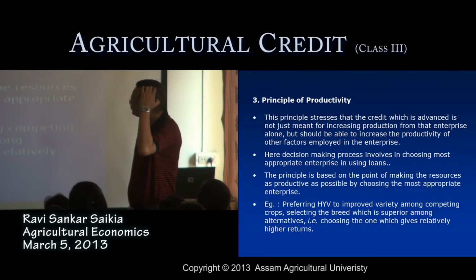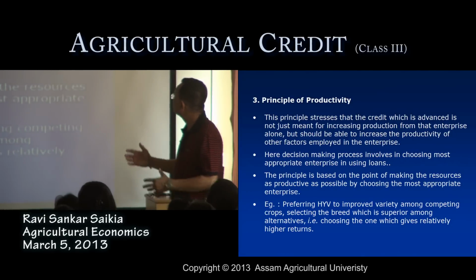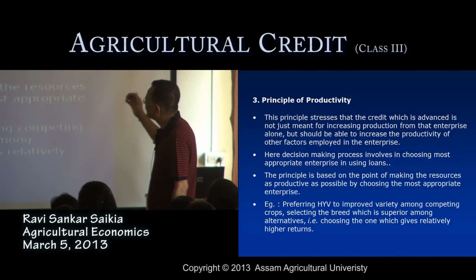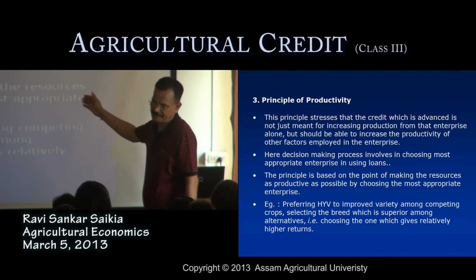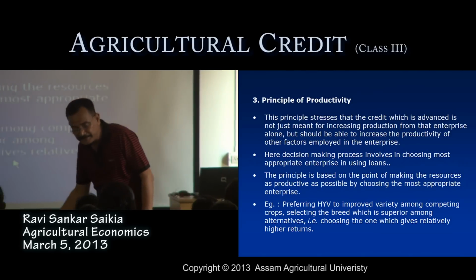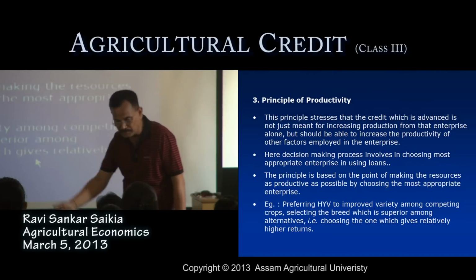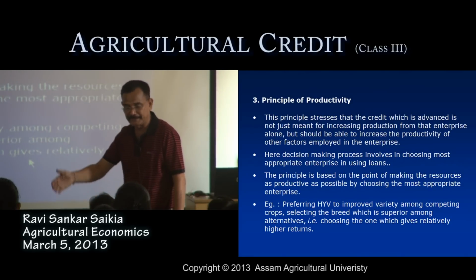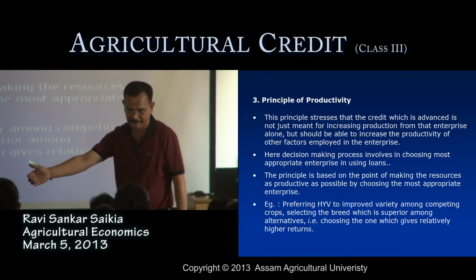Then the principle of productivity. The principle stresses that the credit which is advanced is not just meant for increasing the production of the enterprise alone, but should be able to increase the productivity of the other factors employed in the enterprise. That is, the other resources used along with the major occupation should also have the ability to generate some income to add to the total income.